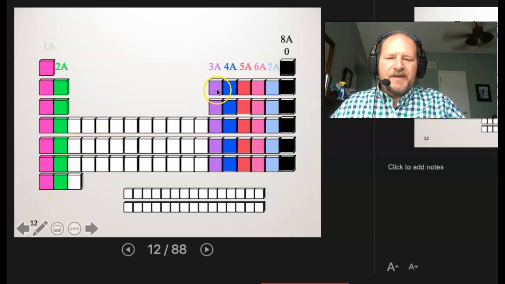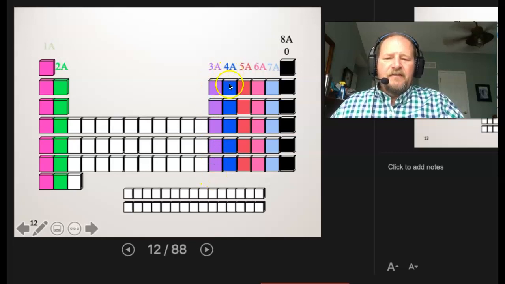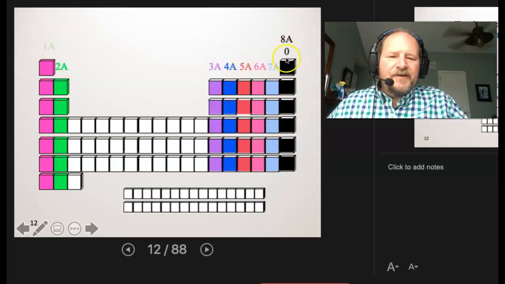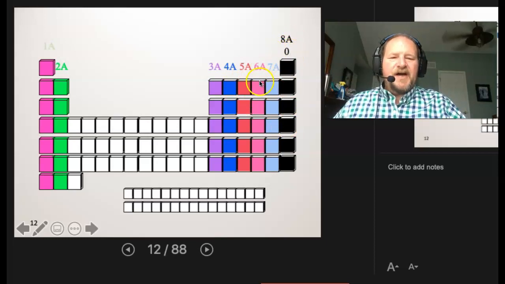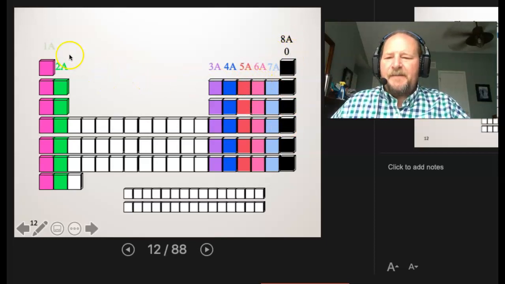This is boron, B, so if you're looking at a periodic table, that's where I'm at here, and this is going to be 3A, 4A, 5A, 6A, 7A, 8A. We also call this 0. Now, we can also use IUPAC numbering, and you'll see that happen where this will simply be 1, 2, and then it keeps going here.